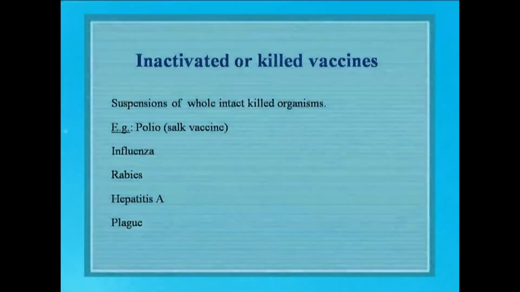Inactivation is done mainly by heat or chemical treatment. So the organism cannot replicate inside the host system, but it can still generate an immune response. The killed inactivated poliovirus vaccine used today is called the Salk vaccine. It was discovered by the scientist Jonas Salk and it contains poliovirus inactivated by formaldehyde.